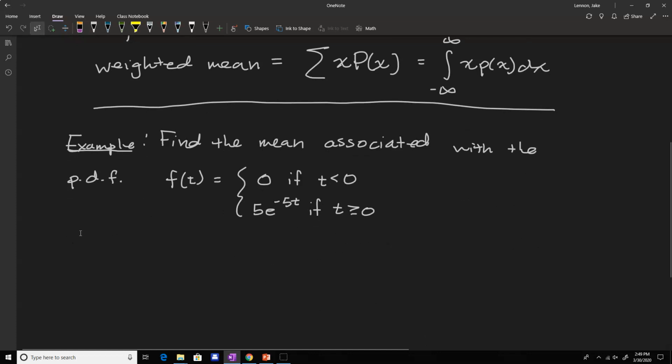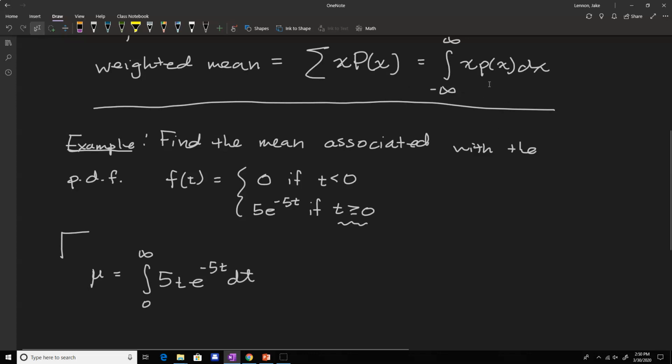Okay, so basically, to find the mean, we just need to integrate. Our domain here is given by t greater than or equal to 0. So my mean mu is going to be the integral from 0 to infinity. We do have an improper integral here. And I need to multiply this 5e to the minus 5t by t in front. So I get the integral of 5t e to the minus 5t dt. I'm using that from the definition up here.